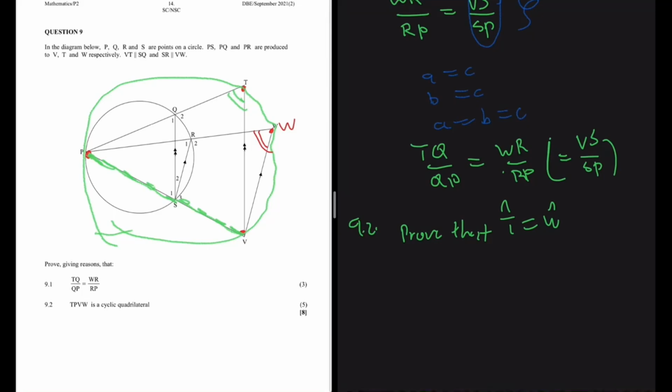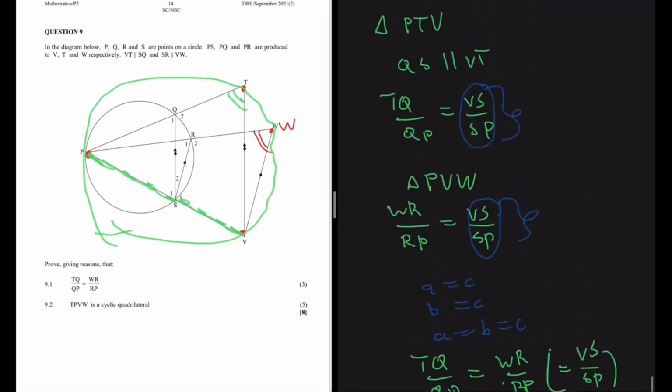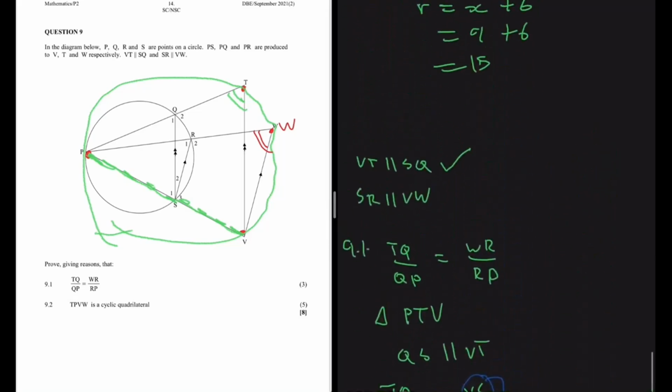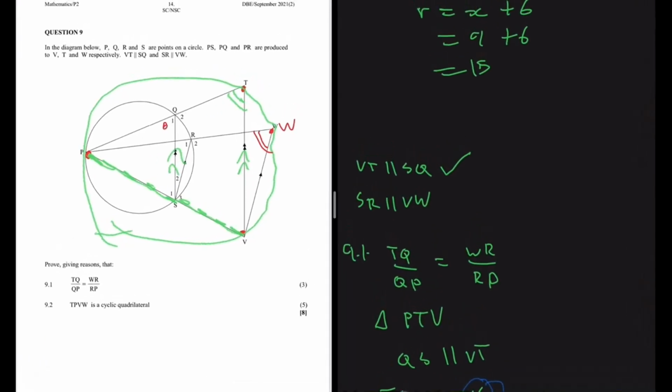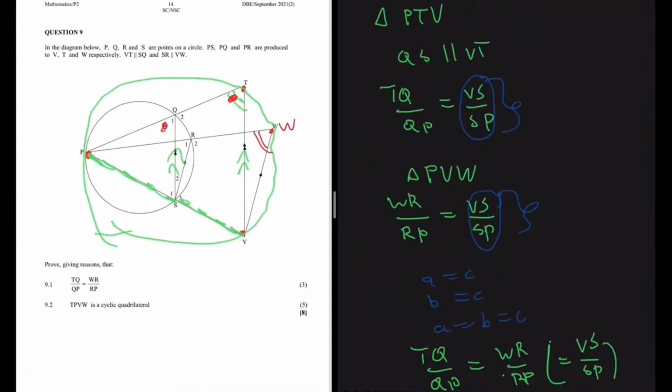In all questions on Euclidean geometry, you stick to the keywords and nothing else. So the first keyword says VT is parallel to SQ. If VT is parallel to SQ, then angle Q1 should be equal to angle T. Q1 and T are corresponding angles.